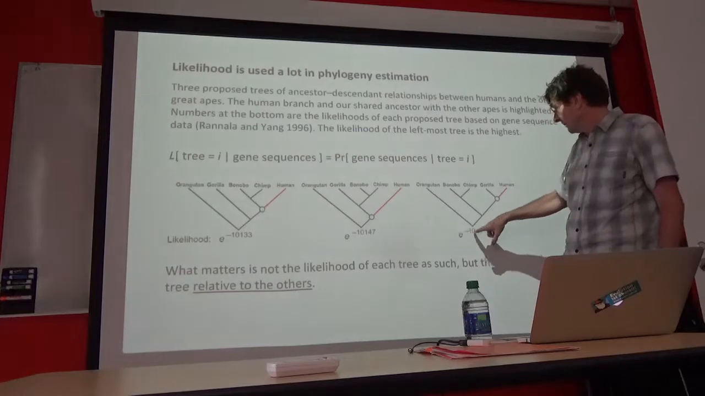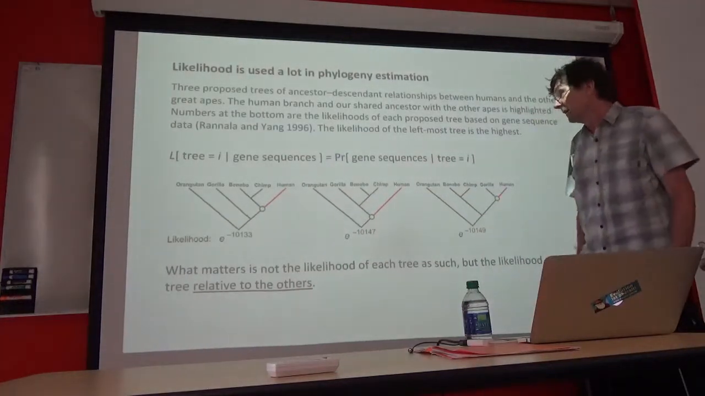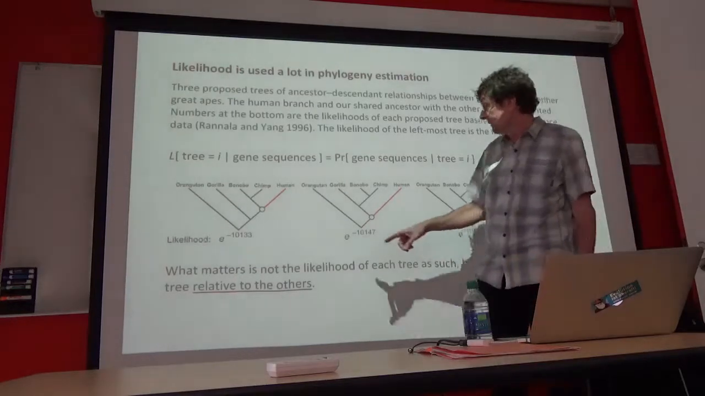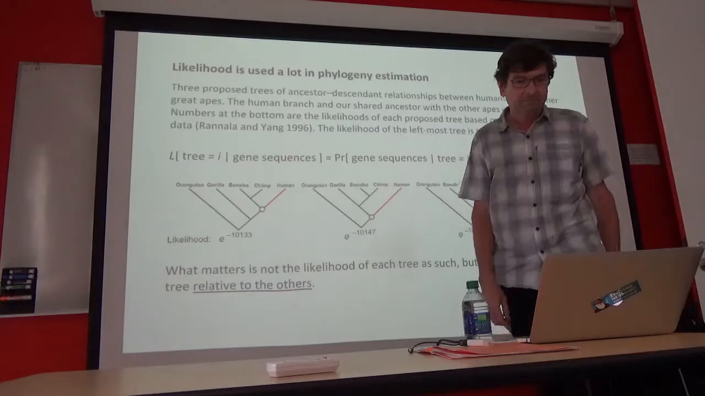So I've written them as exponents here because those numbers up at the top are the log likelihoods. And they are considered substantially different. And this one is considered substantially better than the other two, and that kind of resolved it.